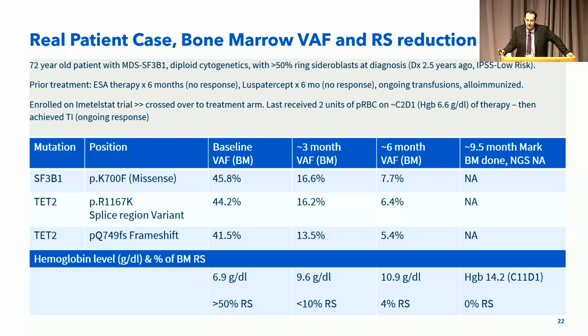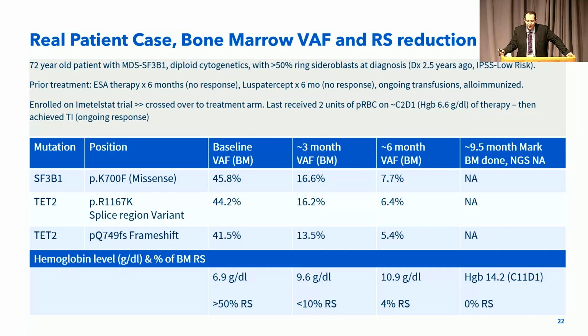She was enrolled in the iMerge sub-study, and after a couple of months, with the results of the trial being positive, we were able to unblind and cross her over to the imetelstat arm. The last units of blood received were on cycle 2, day 1 for a hemoglobin of 6.6, and that was the end of it to date. She has an ongoing response.